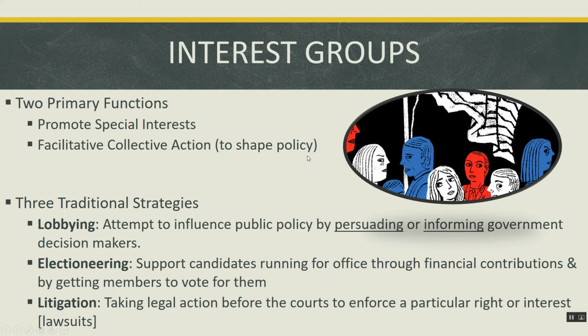So remember that an interest group is just an organized group of individuals making policy-related appeals to government. And what we're going to discover is that these interest groups have two primary functions that they fulfill within the modern democratic process of our country. First, interest groups serve to promote what we call special interests. A special interest can be best understood by contrasting it with a general interest.